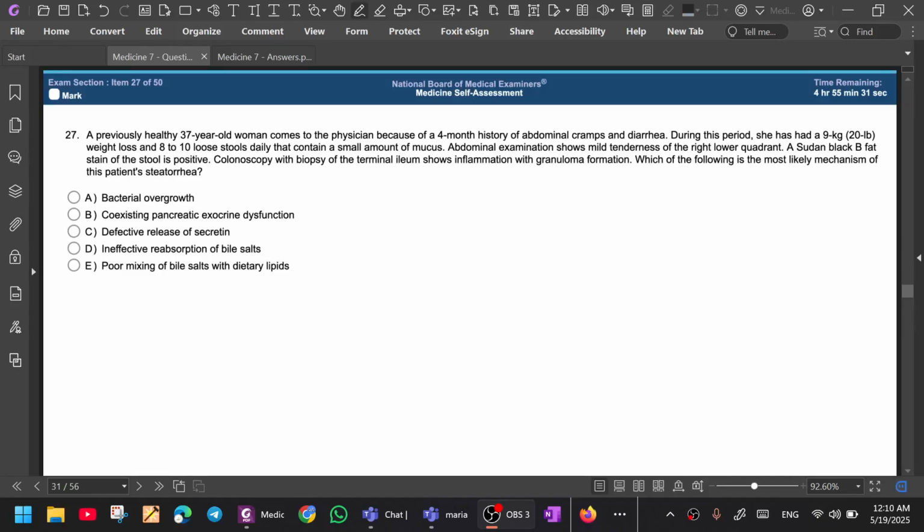A Sudan black, right over color. So, Sudan black B fat stain of the stool is positive. Colonoscopy with biopsy of the terminal ileum shows inflammation with granuloma formation. Which of the following is the most likely mechanism of this patient's steatorrhea? Most likely mechanism.